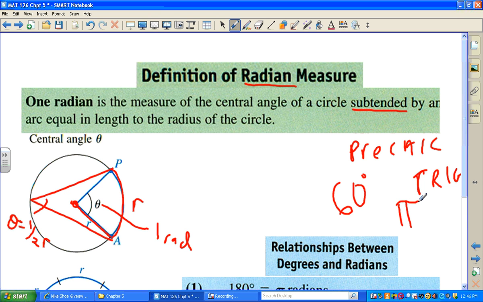Well, because your calculator has 2 modes. One's degree and one's radian. How do you know which is which? Easy. Do you see a degree symbol? You're in degrees. You don't see a degree symbol? You're in radians. It tells you which is which. And you have to change your calculator accordingly if you're going to use it.